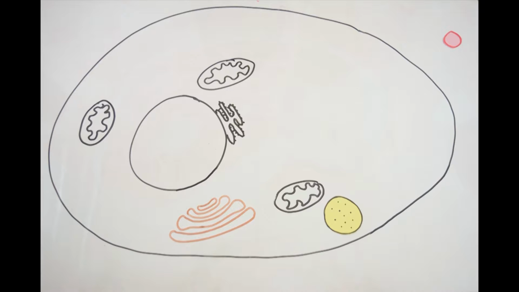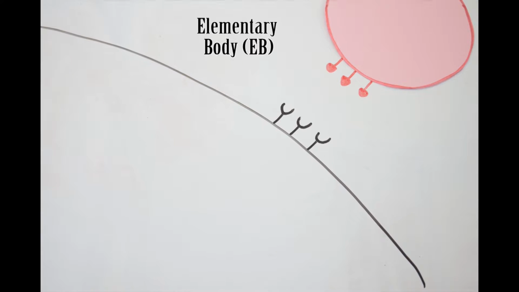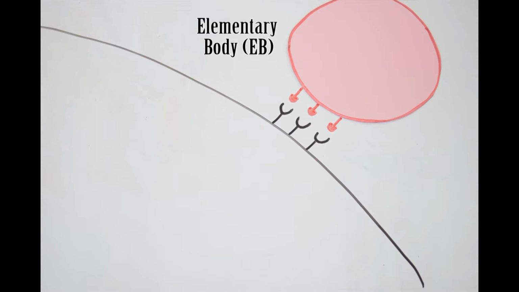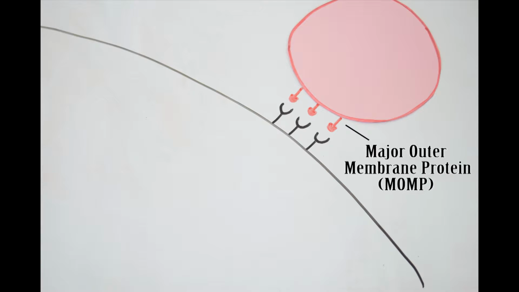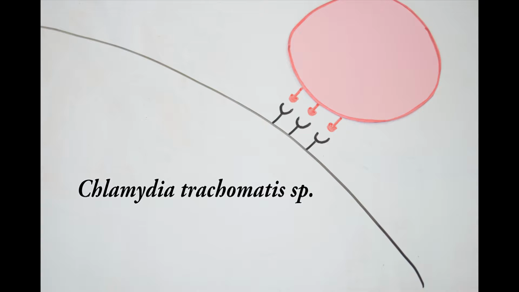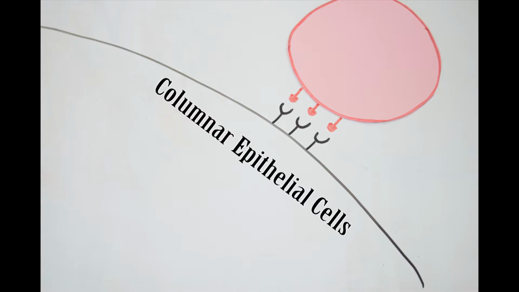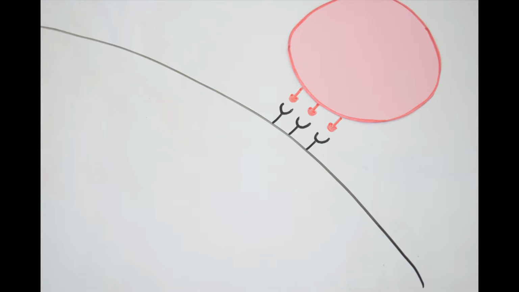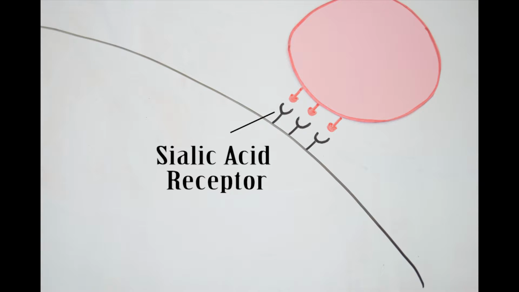among human beings. Firstly, when an elementary body gradually approaches a host cell, its MOMP situated on the surface would interact with a specific receptor located on the host cell membrane. Here we talk about the specificity of Chlamydia trachomatis, because it only targets the columnar epithelial cells. In this case, the MOMP would specifically recognize sialic acid receptors on the epithelial cell membrane.